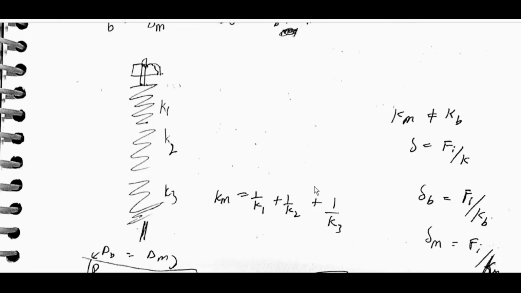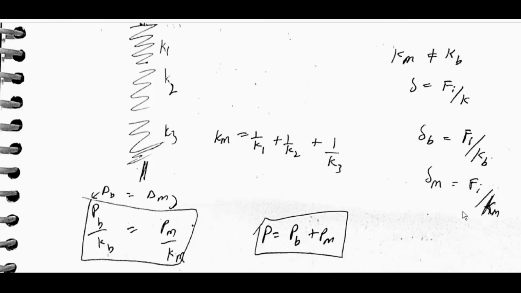Km not equal to Kb. Delta b is equal to Fi by Kb, delta m is equal to Fi by Km. As these are in series, Km is equal to 1 by K1 plus 1 by K2 plus 1 by K3. Delta b is equal to delta m. Pb by Kb is equal to Pm by Km. P is equal to Pb plus Pm.